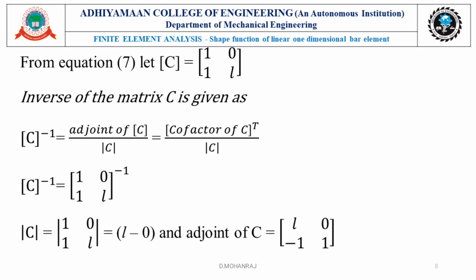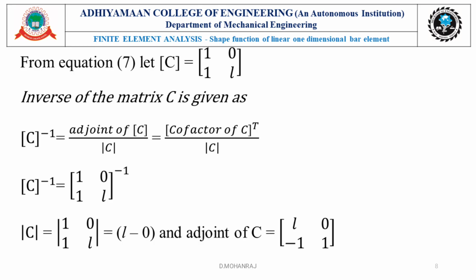So the adjoint is nothing but the cofactor of that matrix transpose. So with this formula we need to find out the inverse of the matrix C. So for that first we need to find out the determinant for that C. So the determinant of that C will be given as L minus 0, which is equal to L, and the adjoint of C is given by [L 0; minus 1 1].